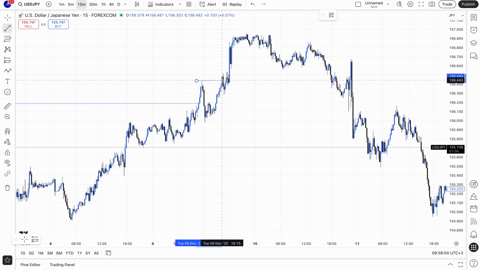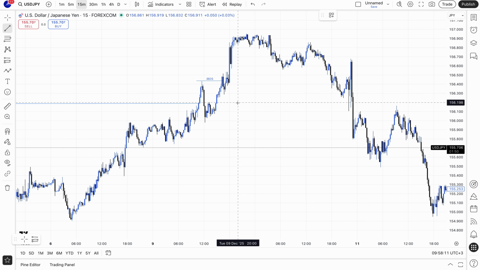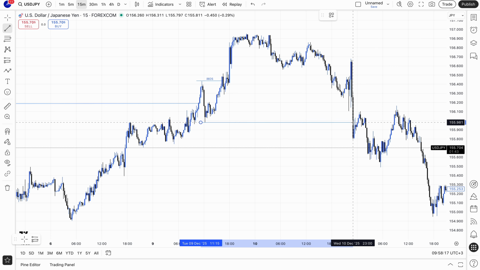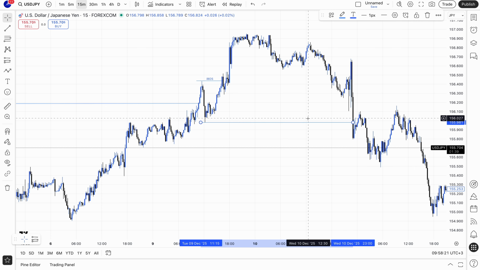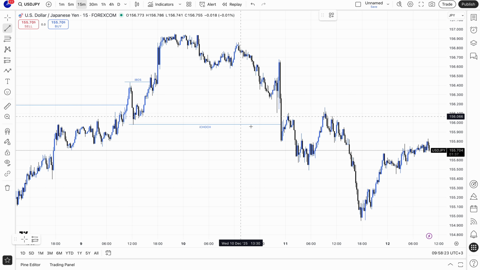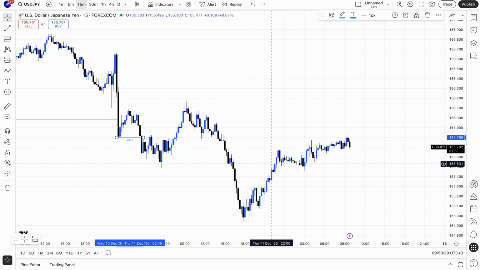Then you have our break of structure to the upside, but this time around is internal structure. Then you have our change of character to the downside, and then you have our continuation to the downside.